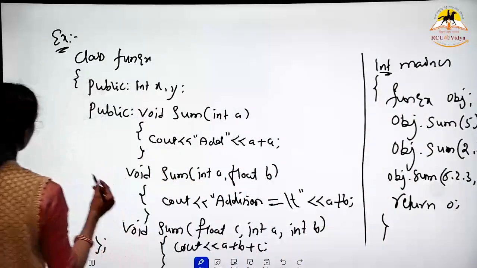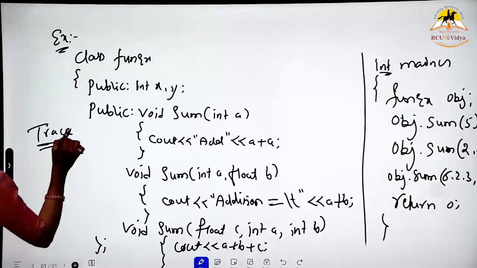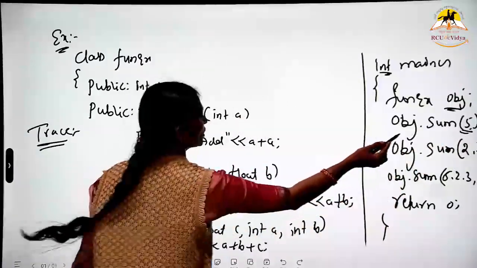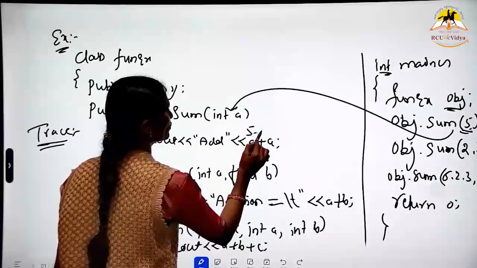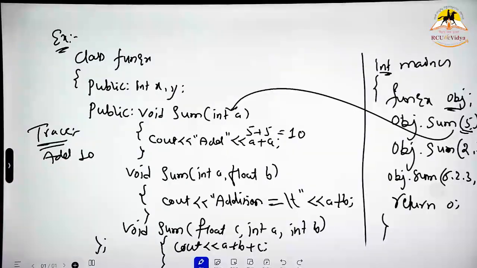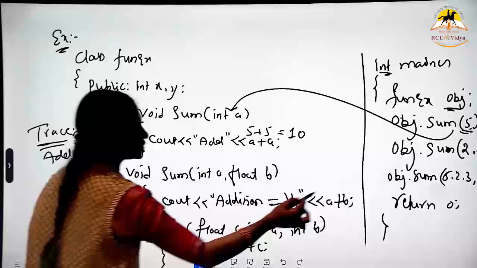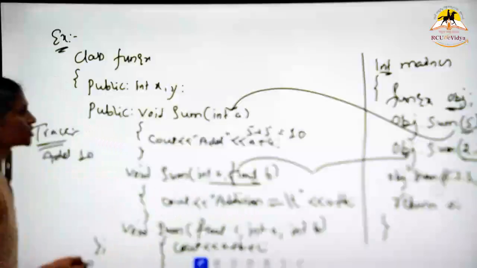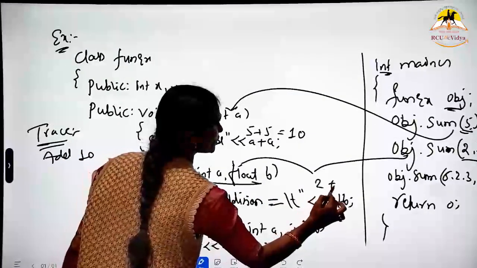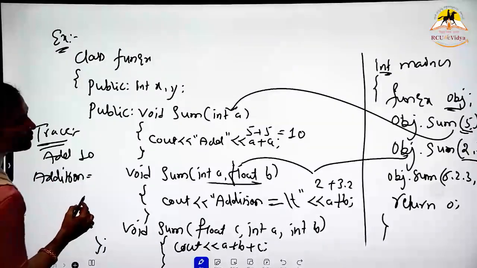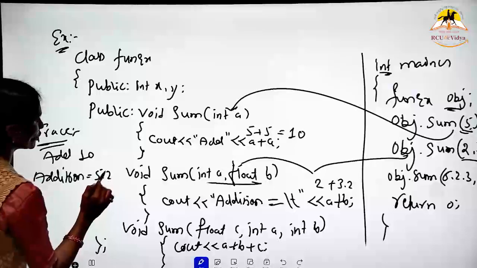So let's trace this. Once you trace the program, first the object is created. Passing the integer calls the first sum, and 5 plus 5 is 10. Hence the addition 10 will come. Next, we're calling with an integer and a float, so this calls the second sum: 2 plus 3.2. Addition is equal to 5.2.